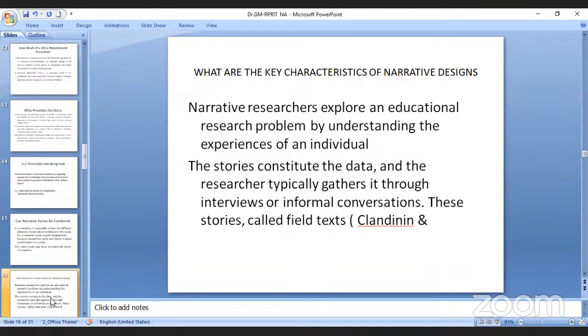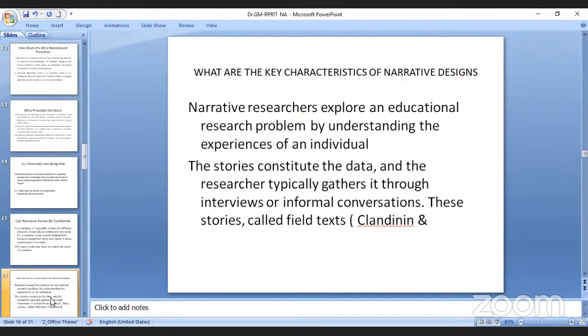Some students may always come late because of their family problems. Because both parents went to the field, he has to look after the younger ones. That's why he or she may always come late. Likewise, there are n number of problems faced by the students. So that is why, in an educational research problem, we understand the experience of an individual.